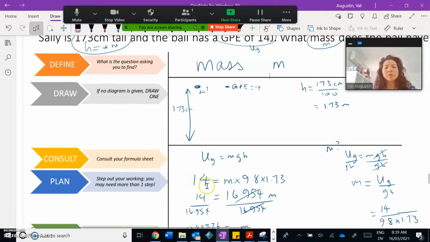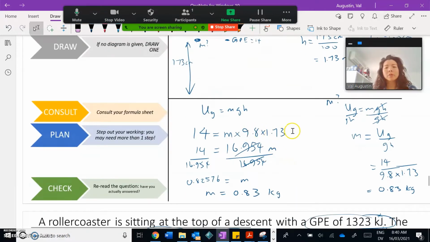So we know Ug is 14. We have a mass that's unknown, so we leave it as m. We know g is 9.8 and h is 1.73. So if we work out the right-hand side numbers, 9.8 times 1.73, you get 16.954. Equals, 16.954 times m equals 14. So to get rid of the 16.954, I have to divide both sides by the same number, 16.954, which means that you'll get a mass of 0.82576 kilograms. So if we round that to 2 decimal places, we get 0.83 kilograms.